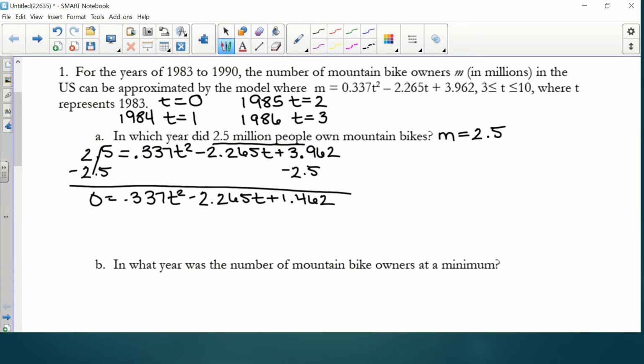All right, so we've got this lovely quadratic here that, I don't know about you, but it does not look like fun to factor. So instead of factoring, I'm going to plug these guys into the quadratic formula. Now, 0.337 is our A, negative 2.265 is our B, and 1.462 is our C. So let's go ahead and plug those in.